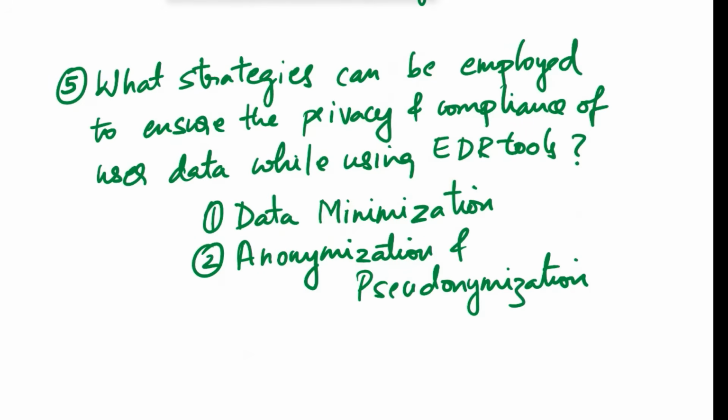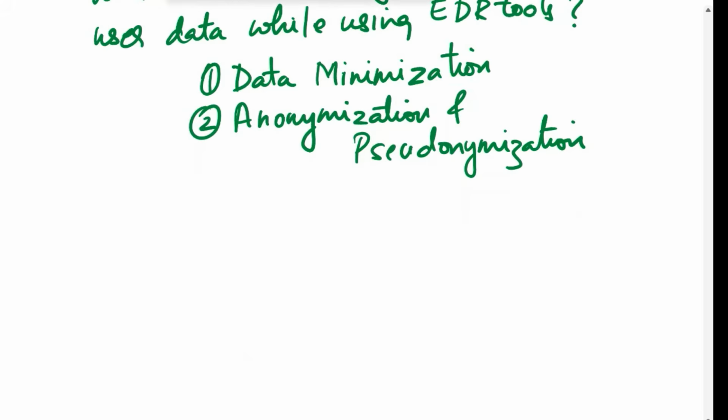Whenever possible, use these techniques to de-identify user data before storing or processing it. This reduces the risk of exposing sensitive information while still allowing effective analysis. Then we have encryption. Encrypt data both in transit and at rest. This prevents unauthorized access and ensures that even if data is compromised, it remains unreadable without proper decryption.